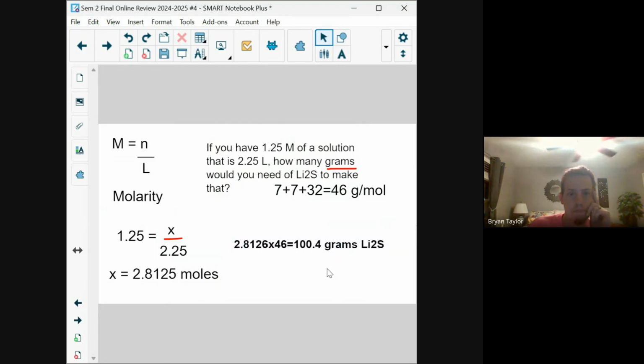That's your answer. 100.4 grams. So not a lot, actually. So you would get 2.25 liters. You would take 100.4 grams, put it in the liquid, the water, stir it. Done. This is how we make solutions. This is how Mr. NIE makes the solutions for all the AP Chem labs. This is how I do all the solutions when it needs to be exact. This is what I'm doing.